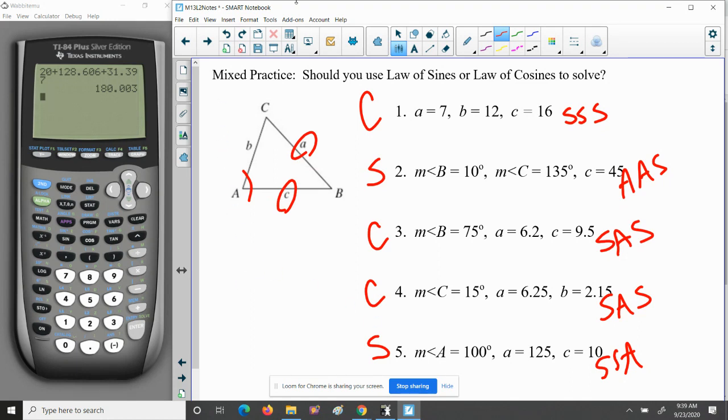Hopefully this has been pretty informative and you feel pretty confident with law of cosines. You're going to do a lot of practice with these. Feel free to go back through the video and rework those problems and make sure that you're good with those calculator properties.